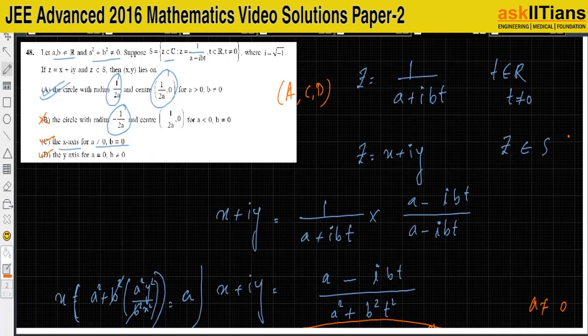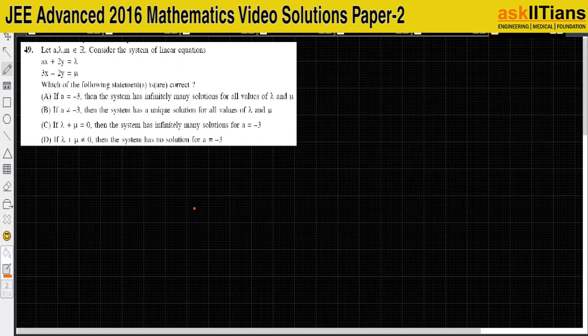Okay, now question number 49. Question number 49 is based on Cramer's rule, for just two variables. Two linear equations are given to us, this one and 3x minus 2y equal to mu. Which of the following statements are correct? So this we have to find out.